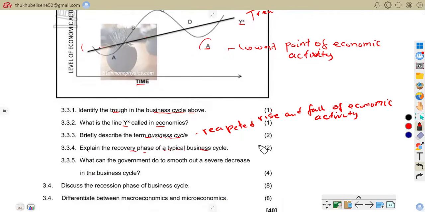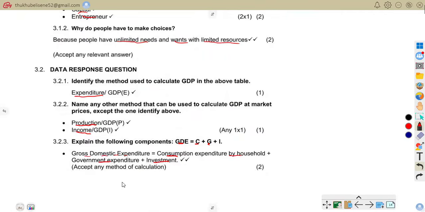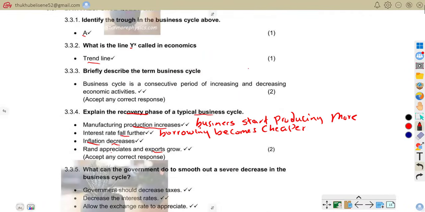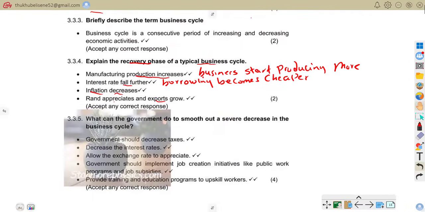3.35. What can the government do to smooth out the severe decrease in the business cycle? So let's quickly go to our answers. Here we are on our answers. What can the government do to smooth out the severe decrease in the business cycle?